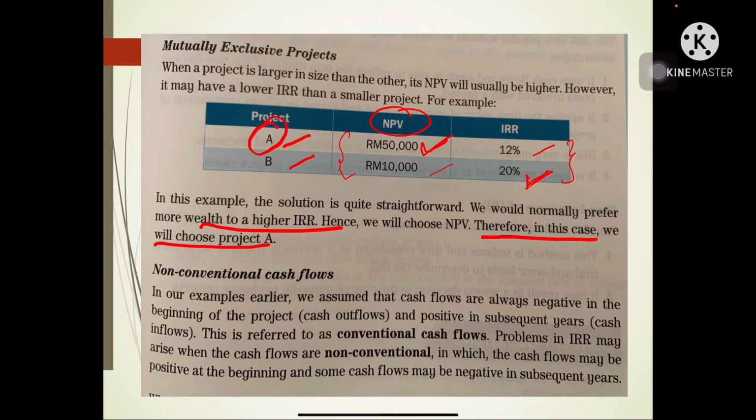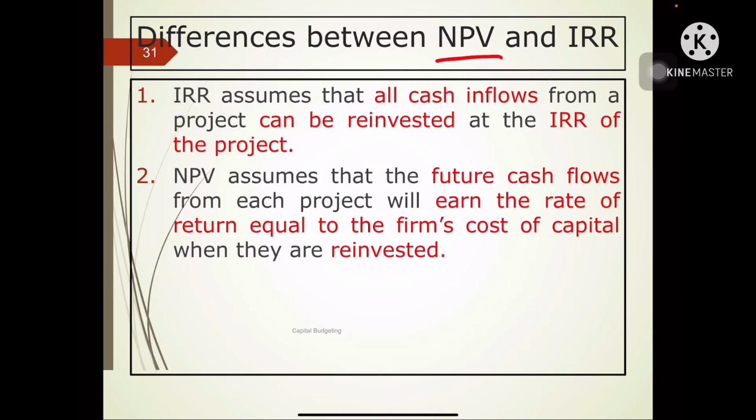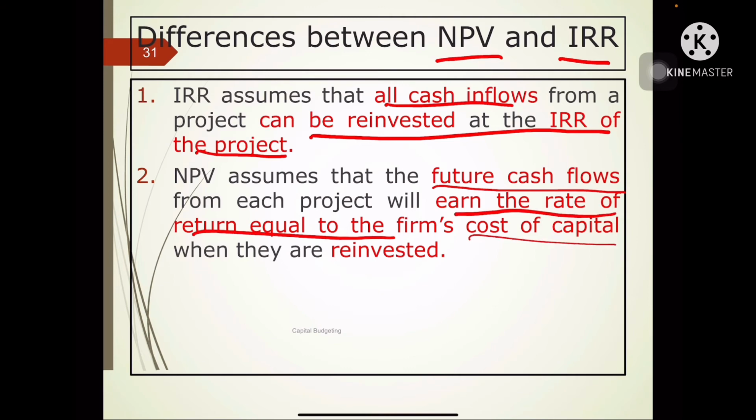The difference between the NPV and IRR is that IRR assumes all the cash inflows from a project can be reinvested at the IRR of the project. And NPV assumes that the future cash flows from each project will earn a rate of return equal to the firm's cost of capital when they are reinvested.